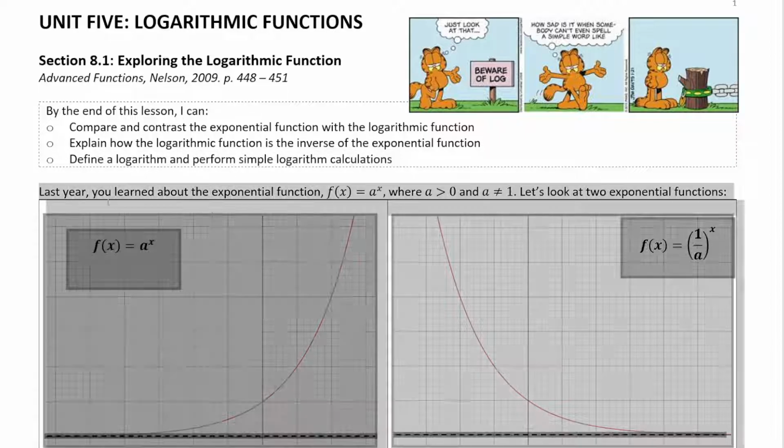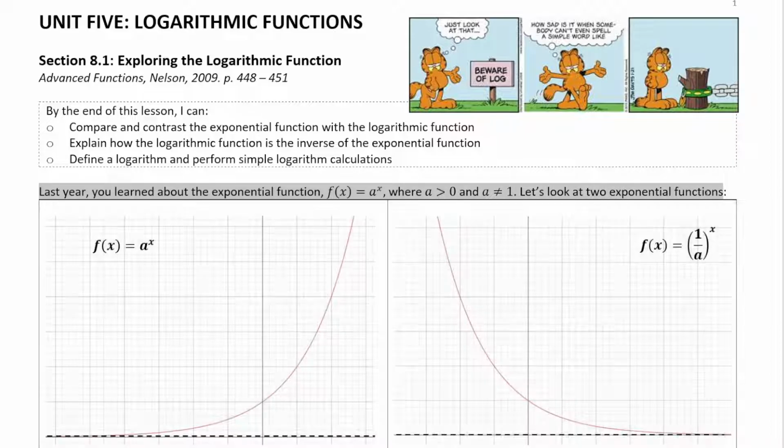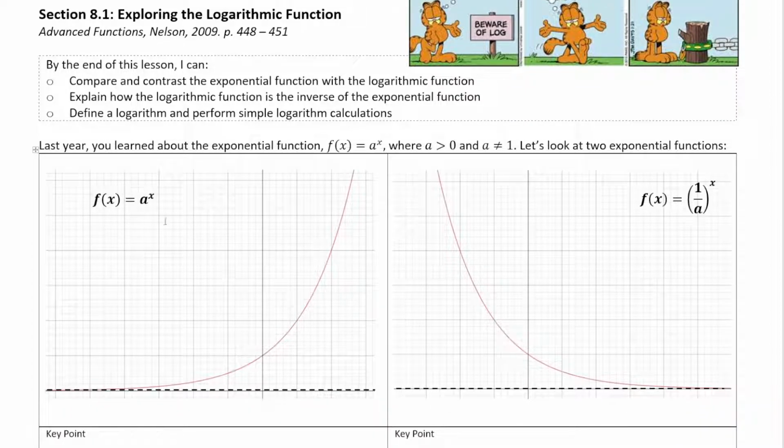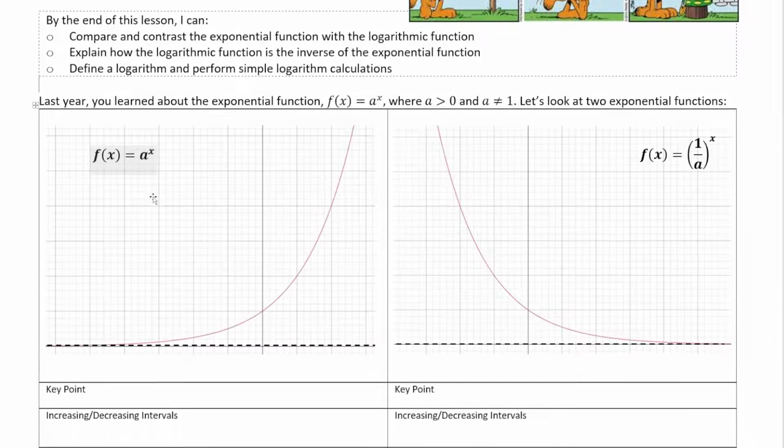So last year, you learned about the exponential function, and the exponential function was this. It was f of x is equal to a to the power of x, where a is your base, and it had to be greater than 0 but not equal to 1. So let's look at two exponential functions. Let's just look at a basic exponential function right here. f of x is equal to the base a raised to the power of x.